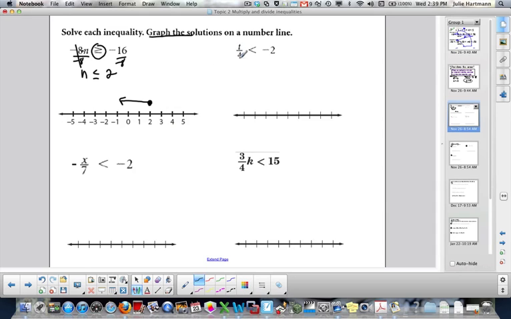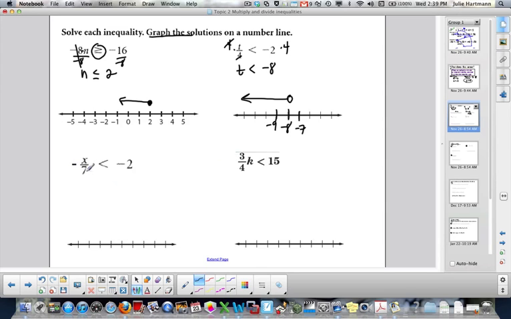Next one, t divided by 4. Opposite of dividing is multiply. So you multiply both sides by 4. 4's cancel. I get t. Did I multiply both sides by a negative? No. So that stays less than. Negative 2 times 4 is negative 8. So I have negative 8 on my number line. Add a few other numbers. Less than is open circle, and the less than ones to the left.